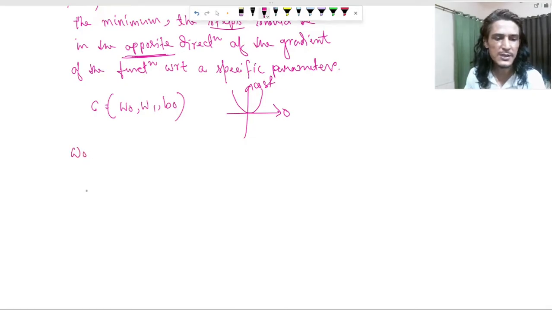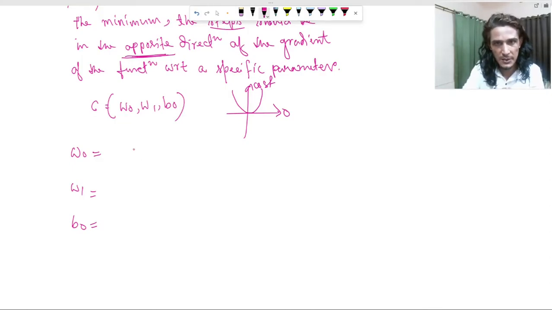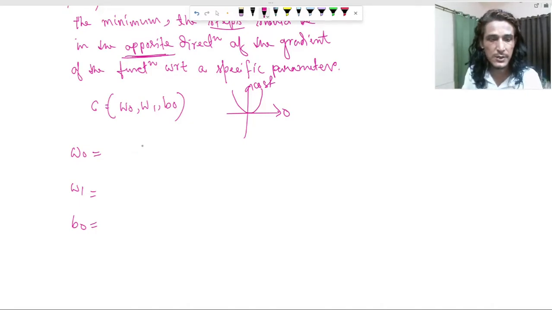You can start with any random weights, and then in each step, or in each iteration, you repeat the same process, another iteration, and another iteration. So you become closer and closer to the minimum of the function. What we can do is, whatever the previous value of that particular parameter is, from there we subtract a constant, for the time being let's consider it a constant, multiplied by the gradient of the function with respect to that specific parameter, in the opposite direction.